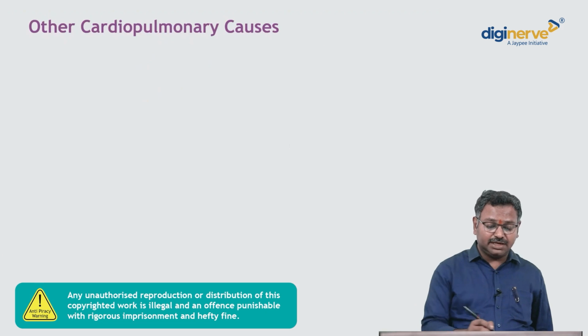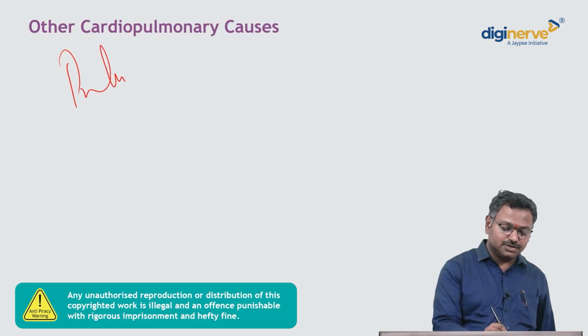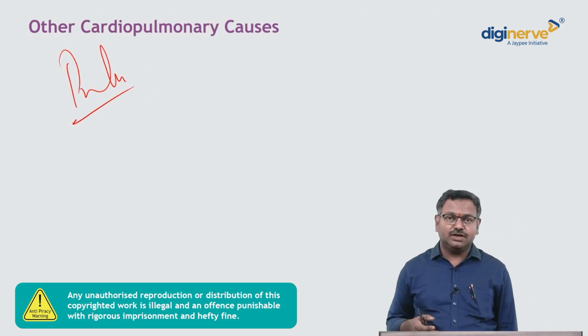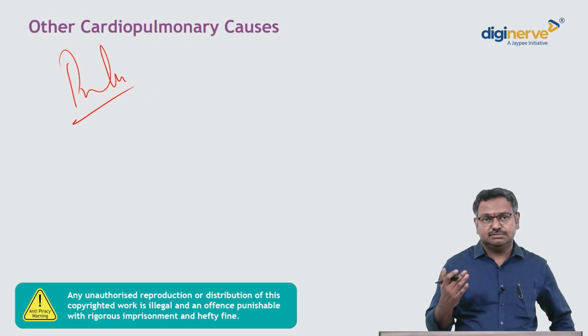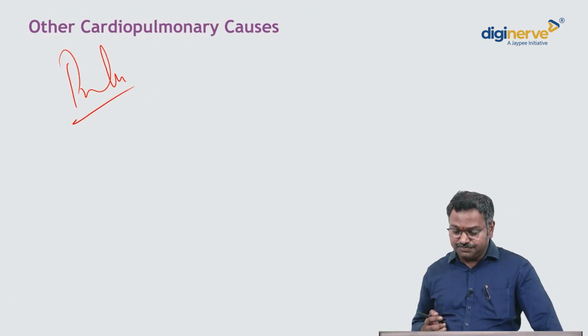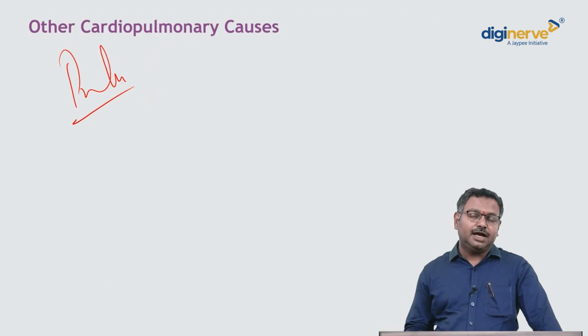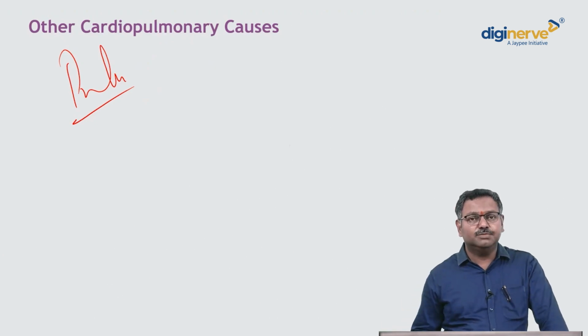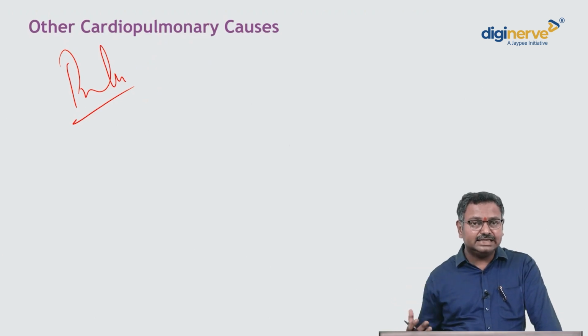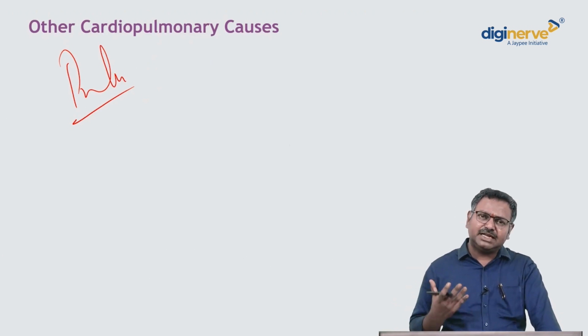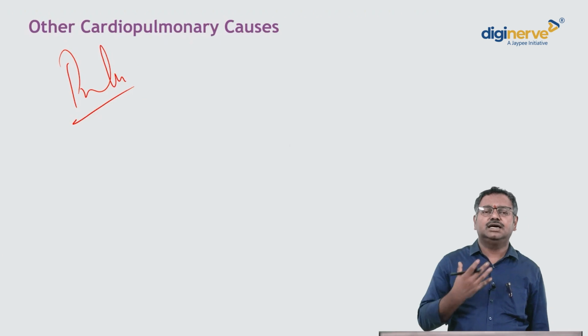Coming on to the pulmonary causes, the important ones are pneumothorax, pleural effusion, pleuritis, pneumonia, and pulmonary embolism. With pulmonary embolism, again, you would have a risk factor, either deep vein thrombosis happening in the legs or the pelvic veins. Sometimes a de novo embolus can happen in the lung itself.